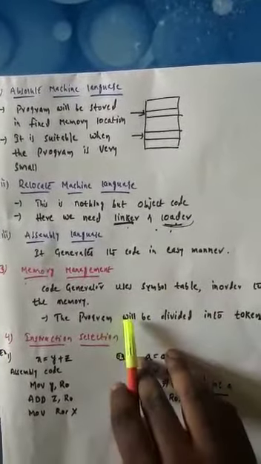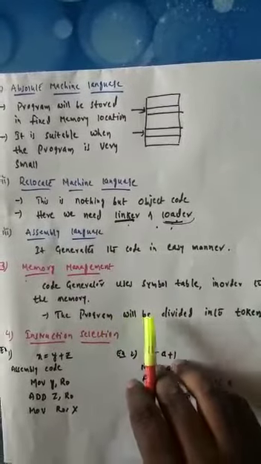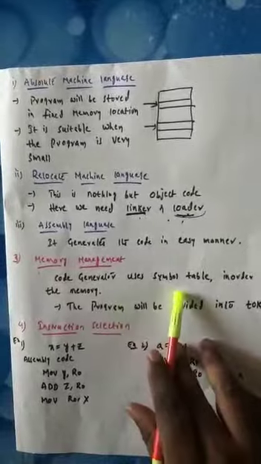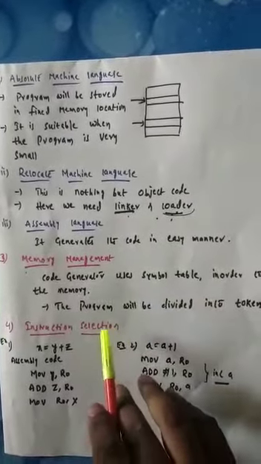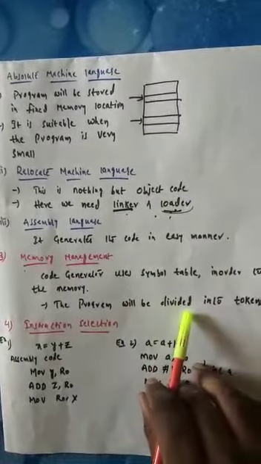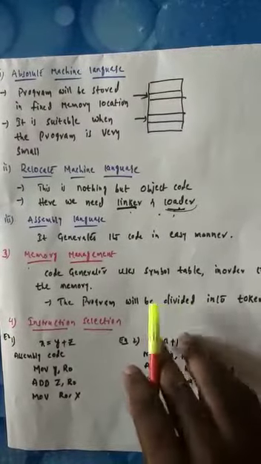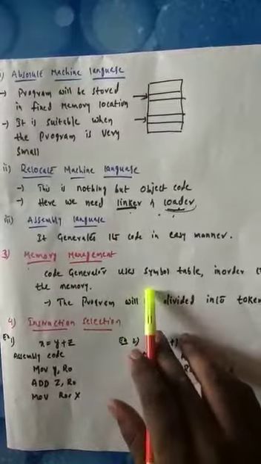With the help of the symbol table, memory management will be done. Here, simply one thing: the code generator uses the symbol table, and the program can be divided into a number of tokens. A token is the smallest individual unit in a program. With the help of the symbol table, memory management will be done.